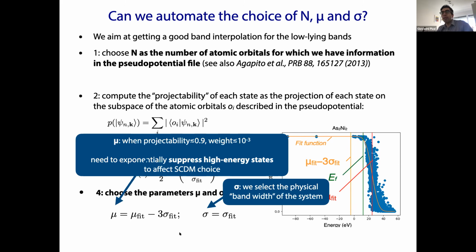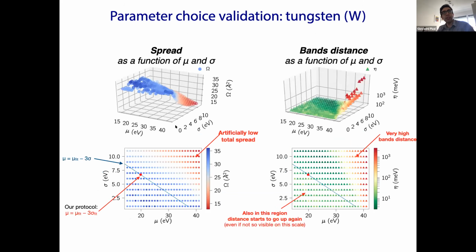So this is a kind of empirical rule. We tested it very extensively, for many different mu and many different sigma, with tungsten as a test material. So these are all possible mu and sigma. This line is the line mu minus 3 sigma. And this point is exactly the rule, mu fit minus 3 sigma fit.